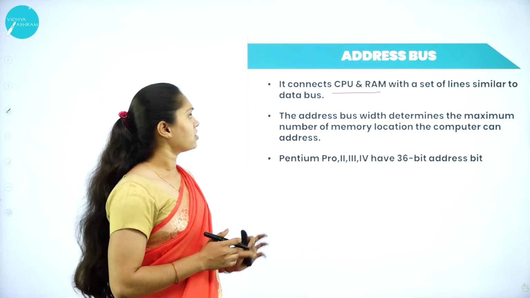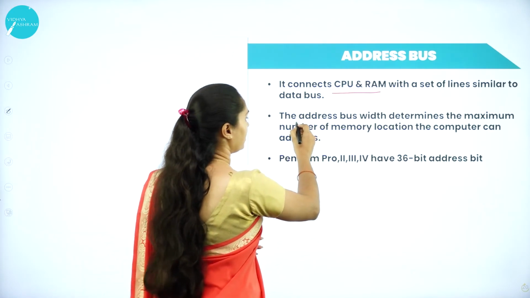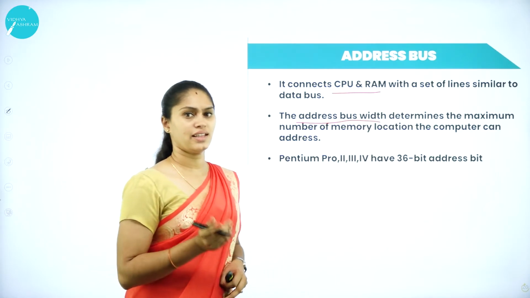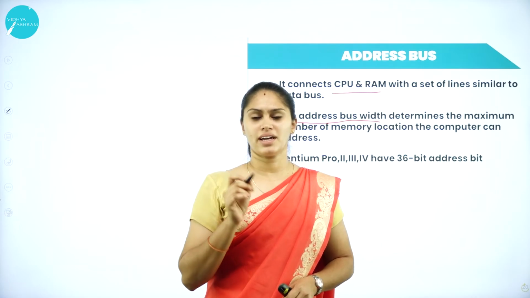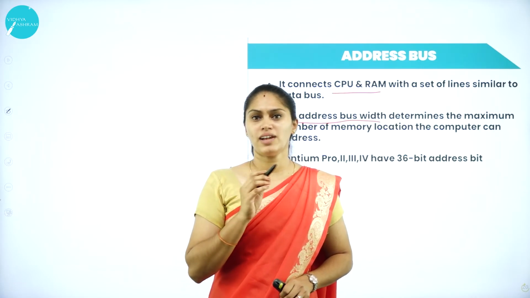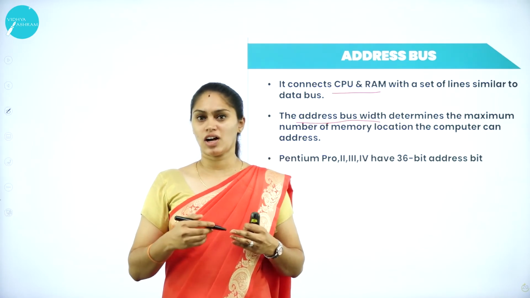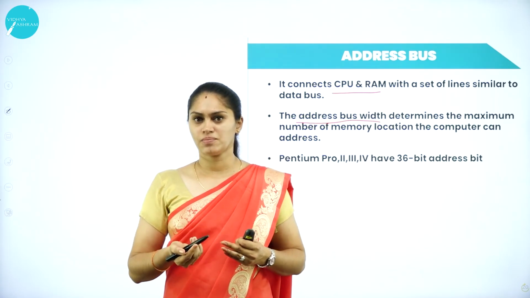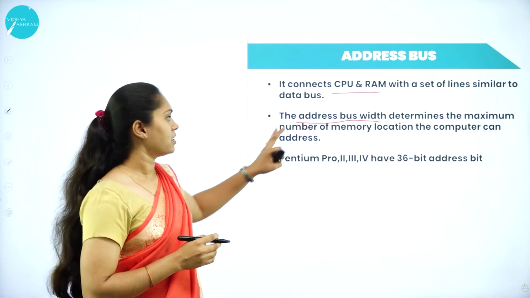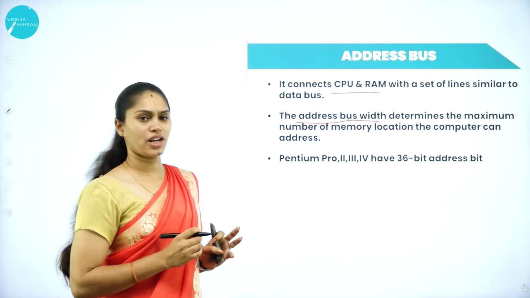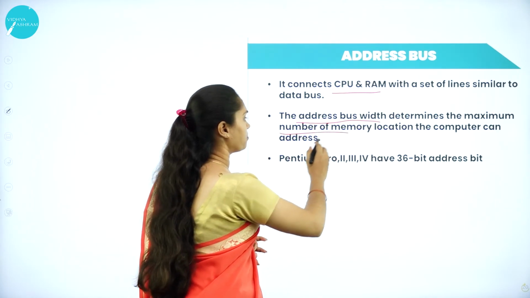So how are we going to find the address bus width? As we did with the data bus width, where we found it by the number of wires, or lines of wires. If the lines of wires increase, then the speed also increases, right? In the same way here, the width of this address bus will determine the maximum number of memory locations.